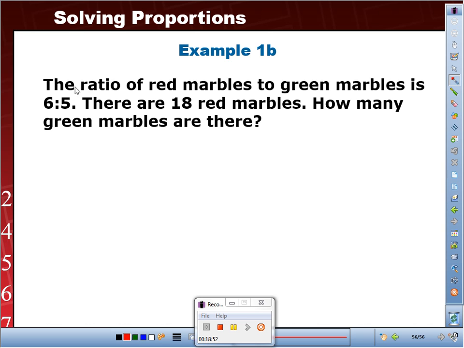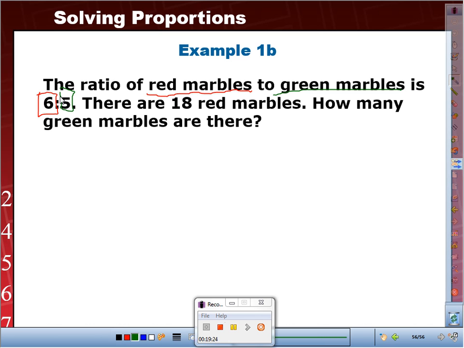It says, the ratio of red marbles to green marbles is 6 to 5. So, which color am I going to use to underline red marbles? Red. Okay, you sure not blue? Okay, so red. To green marbles. What color do I use for green marbles? Green. So therefore, which of these corresponds to the red? 6. And the other one corresponds to the green. Okay. See if you can set up your own proportion.